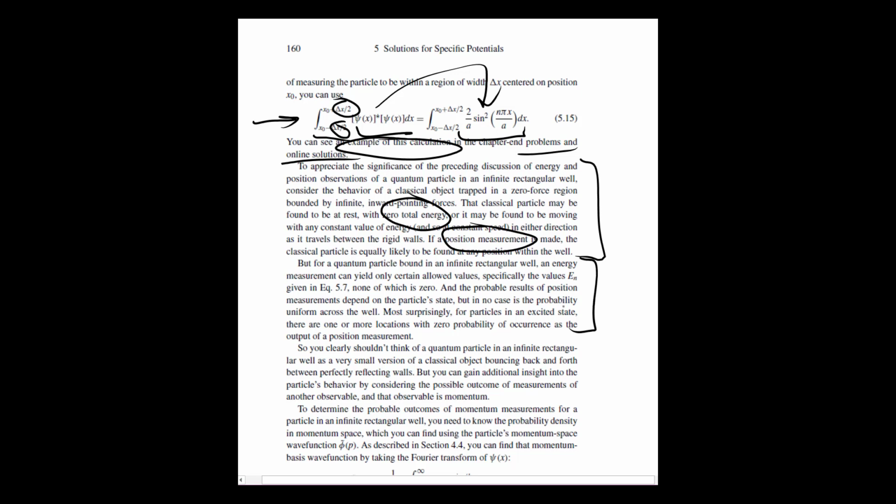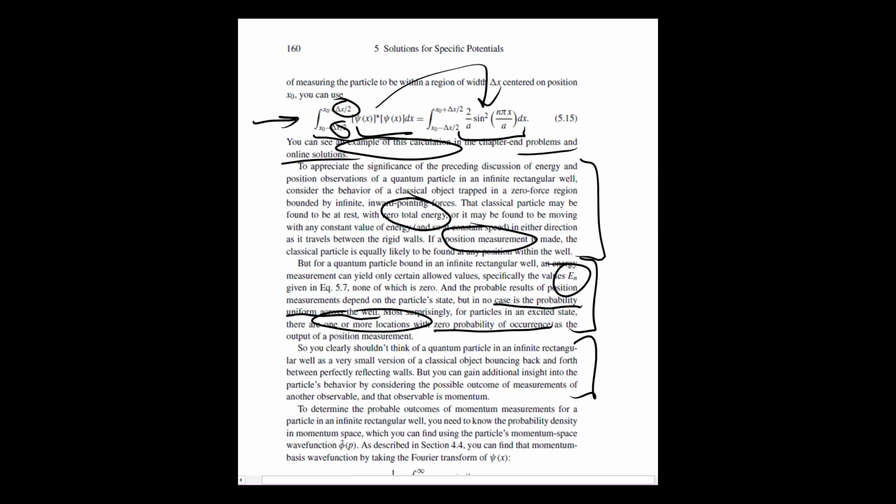But for the quantum particle, first of all, you will never measure it with zero energy. The ground state energy, E sub 1, is the minimum. And you may find the particle with varying probabilities anywhere in the well. But no matter what the state the particle's in, never is the probability uniform across the well, as it is in the classical case. Furthermore, for all of the excited states, there are one or more locations with zero probability that you'll measure the particle to be there. So as it says here, you definitely should not think of a quantum particle in an infinite rectangular well as a tiny version of a classical object bouncing back and forth between reflecting walls.